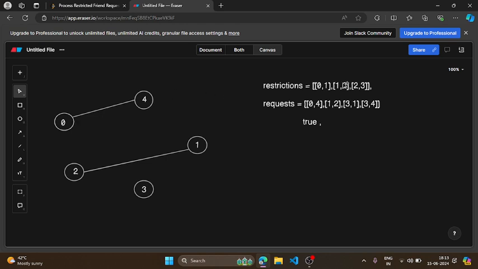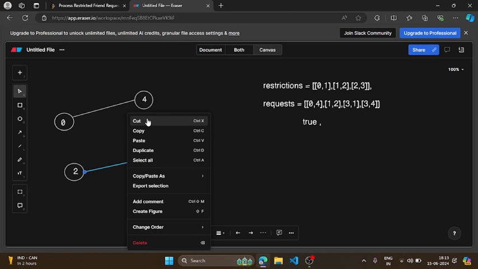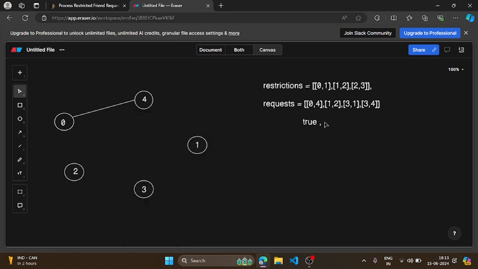Now the second one is saying 1 should not be a friend of 2, right? So here you can see this was the connection we just recently made, which is showing that 1 is a friend of 2. So simply we can see this particular request is violating a restriction. So we cannot process this request, right? So we will need to delete it, and let's say this is not allowed. So here we will be returning false for this particular request. Now let's move to the next request.